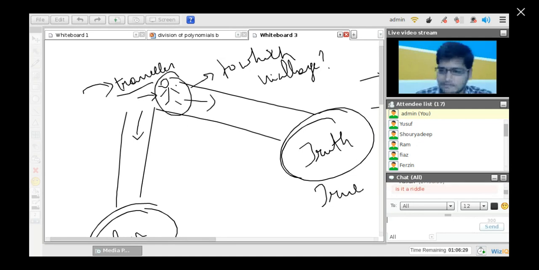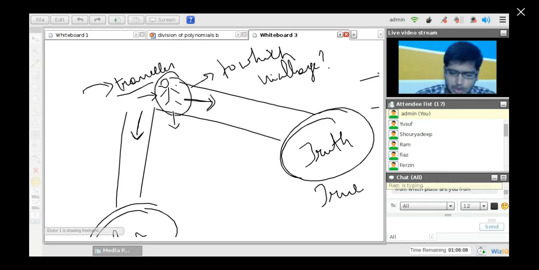Yes, Yusuf, absolutely. Can any of you tell me what single question should be asked by the traveler to the villager so that he comes to know which direction leads to which way? So pirate says, where is the true village? Suppose if he belongs to a liar village, he will show this as the truth village.